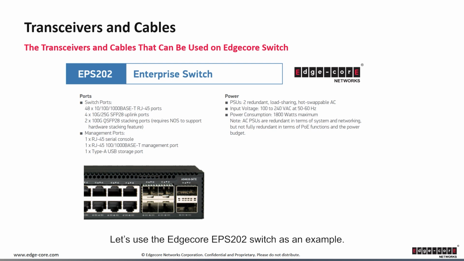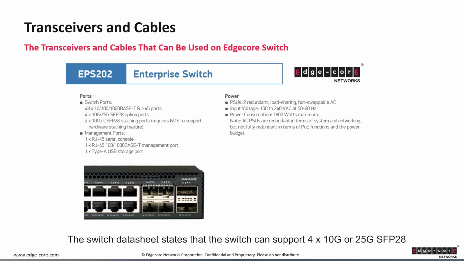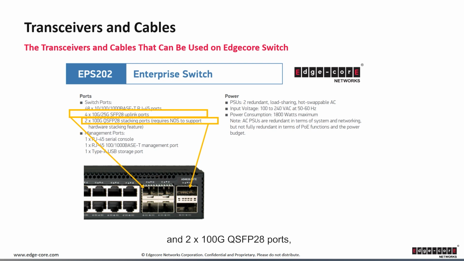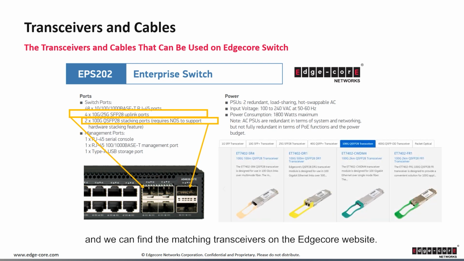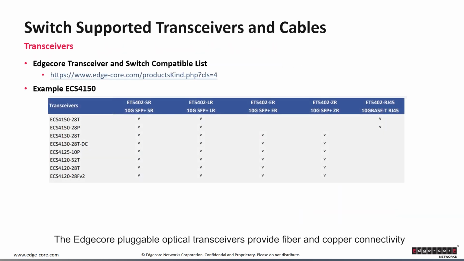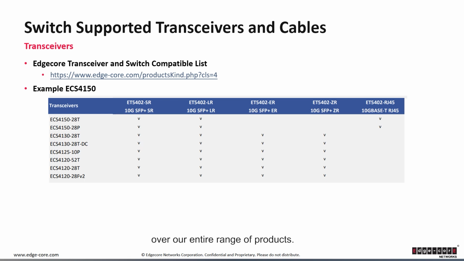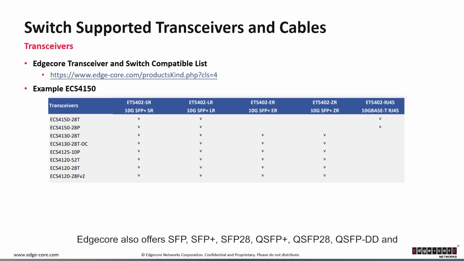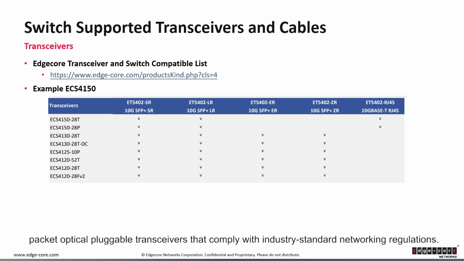Let's use the Edgecore EPS202 switch as an example. The switch datasheet states that the switch can support 4 10G or 25G SFP28, and two 100G QSFP28 ports, and we can find the matching transceivers on the Edgecore website. The Edgecore pluggable optical transceivers provide fiber and copper connectivity over our entire range of products. Edgecore also offers SFP, SFP+, SFP28, QSFP+, QSFP28, QSFP-DD, and packet optical pluggable transceivers that comply with industry-standard networking regulations.